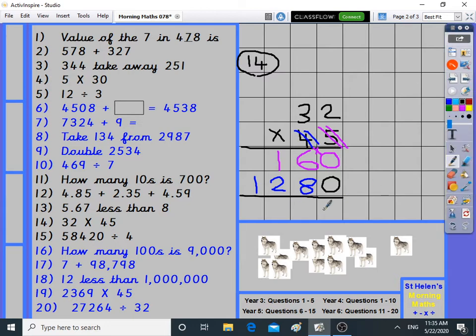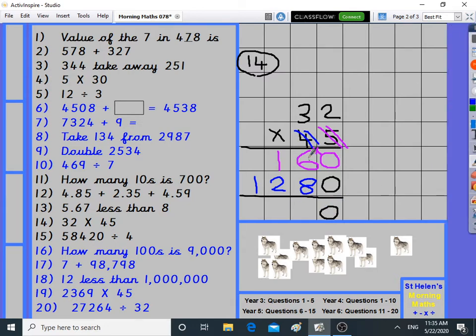You have to add up your two answers. 0 plus 0 is 0. 6 plus 8 is 14. 1 plus 2 plus 1 is 4. And 1. 1,440 is what I'm getting. I'm just going to check over it in my head. I've got no answers to look at till I get to the last page, so I really don't want to get anything wrong.